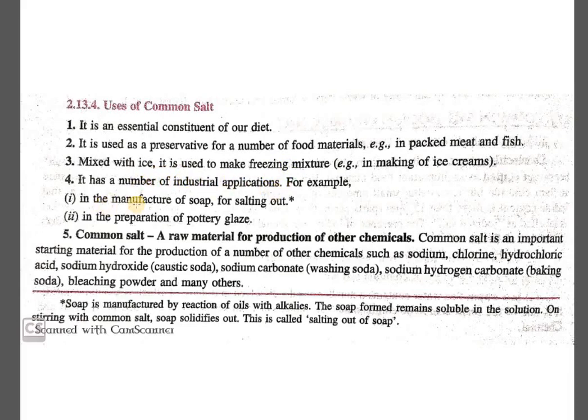For example, in the manufacture of soap for salting out. You will be studying about this process in chapter 4, that is carbon and its compounds. This process is called the saponification reaction. Also in the preparation of pottery glaze, and the fifth one is that it is a raw material for the production of other chemicals. This is also one of the very important uses of common salt, which we are going to elaborate in the next few classes.